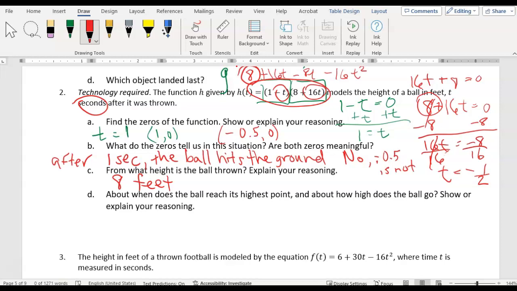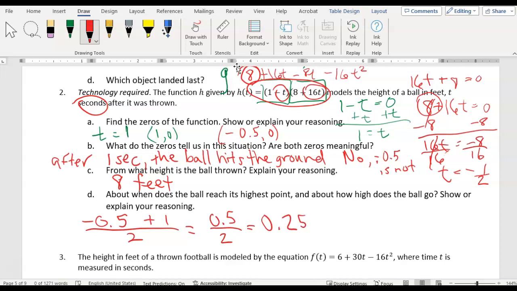About when does the ball reach its highest point? And about how high does the ball go? Show or explain your reasoning. Well, we know our x-intercepts are negative 0.5 and 1, so we can add those and divide by 2 to find the x-coordinate of the vertex, which would show us when the highest point is. If you do that, you will get 0.5 divided by 2, which is 0.25. So at 1/4 of a second, it's at the highest point.